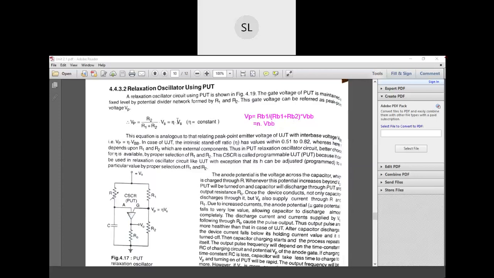But here, in case of this PUT, we can vary this value of eta by varying the values of R1 and R2. That is why this is called a programmable unijunction transistor. Here the value of eta can be programmed as per the application, or it can be varied as per our application.